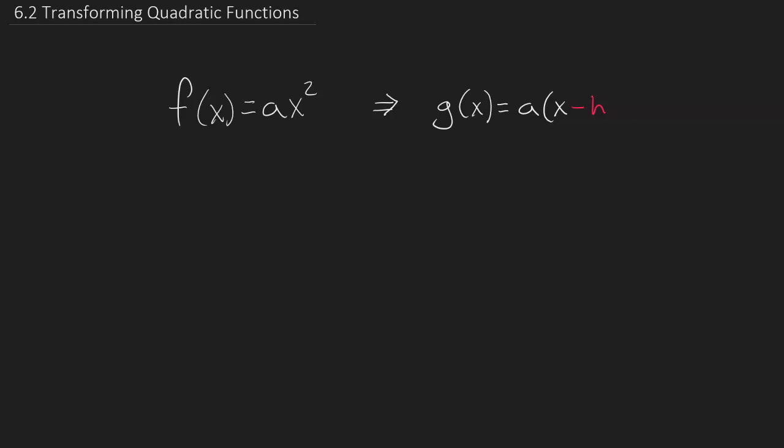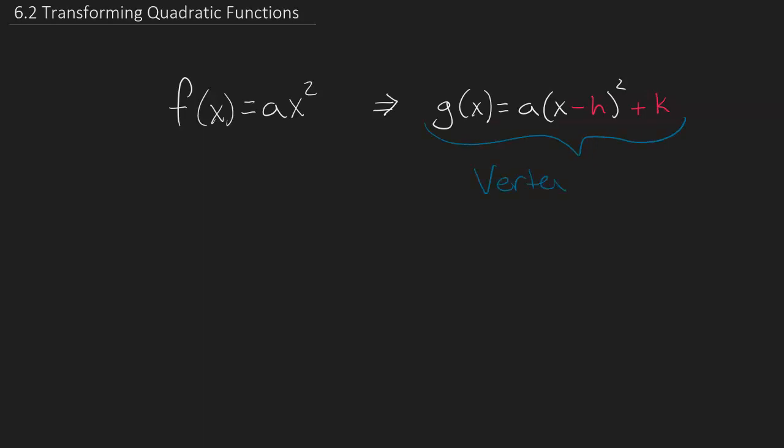Minus h values, which will translate this function left or right. If I want to move it up or down, say I want to move it up, that means I must add a k value to move it up or down. And this right here, class, is what we call vertex form.